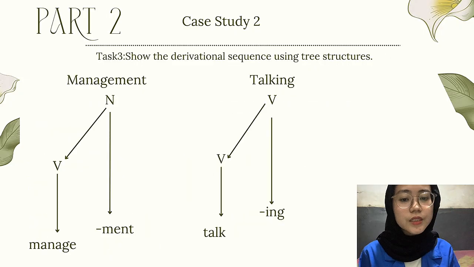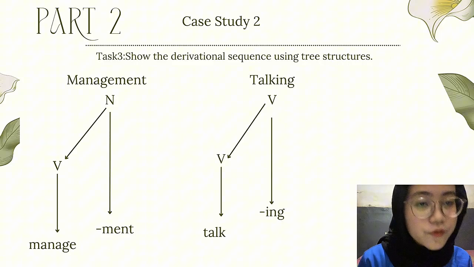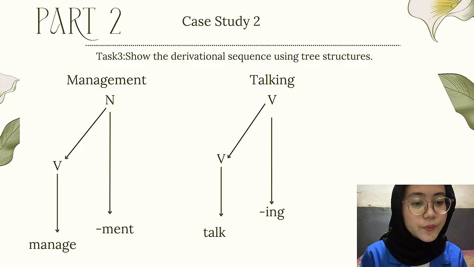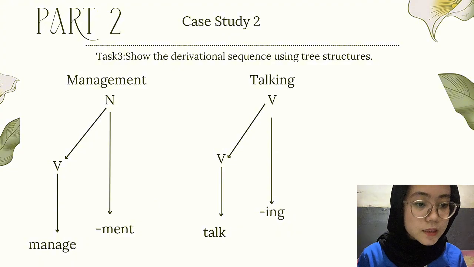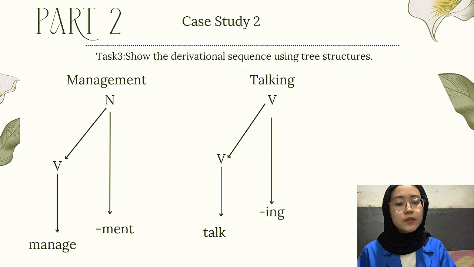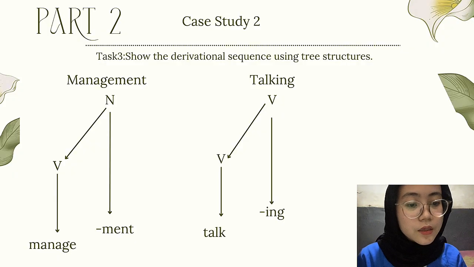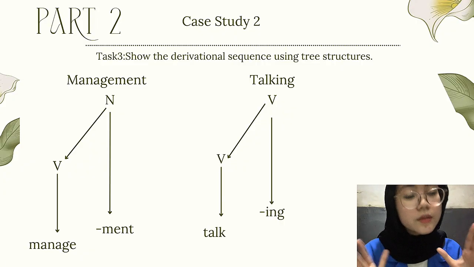And then task 3 is to show the derivational sequence using a tree structure. So for example, the word management starts from the root manage, which is a verb, and then we add the suffix ment, and the word becomes a noun, management. And then the other example is talking, the root is talk, it's a verb, and then we add ing, which is a suffix, so it becomes the word talking, it's a verb.